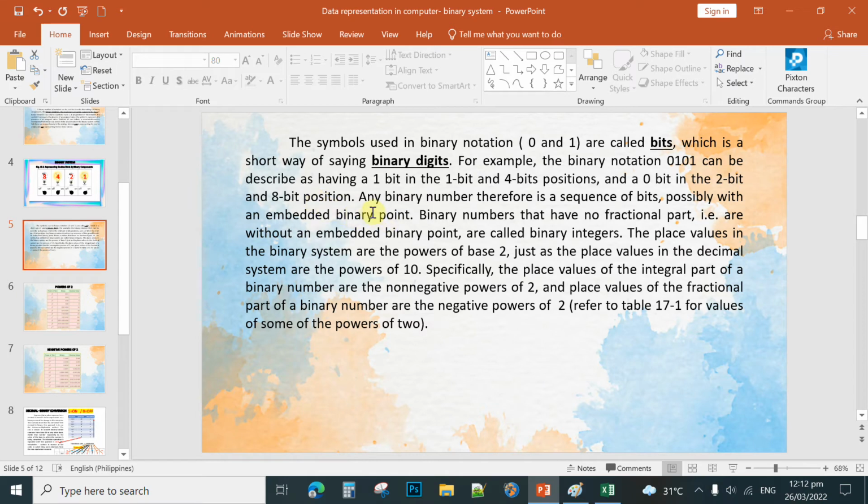Any binary number, therefore, is a sequence of bits or binary digits, possibly with an embedded binary point. Binary numbers that have no fractional part, that is, are without an embedded binary point, are called binary integers. The place values in the binary system are the powers of base 2, just as the place values in the decimal system are the powers of 10.